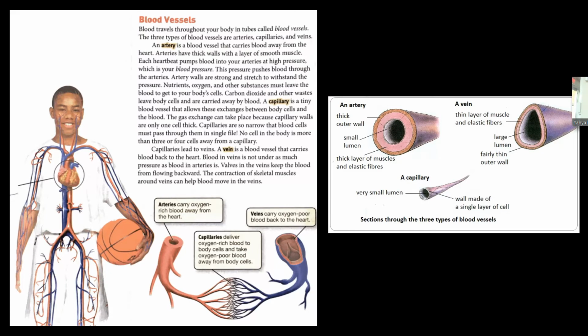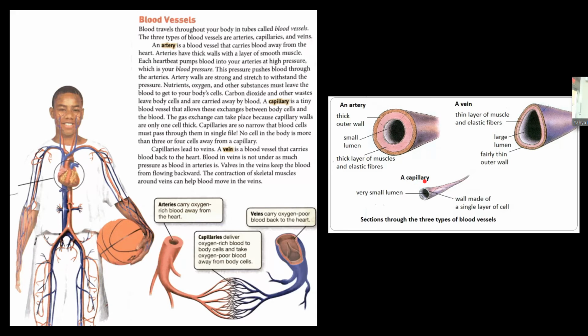Now, the blood is carried in blood vessels. So there's basically three kinds of blood vessels, and they're highlighted on this page. So the first type is called an artery. Second type is called a vein. And then there's these very, very small blood vessels that are called capillaries. So arteries and veins are pretty big, and then capillaries are very small.